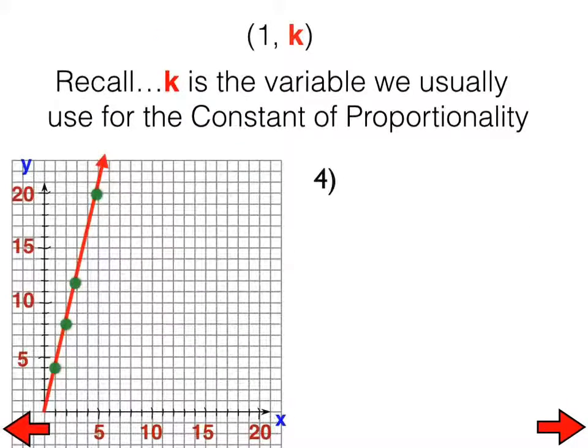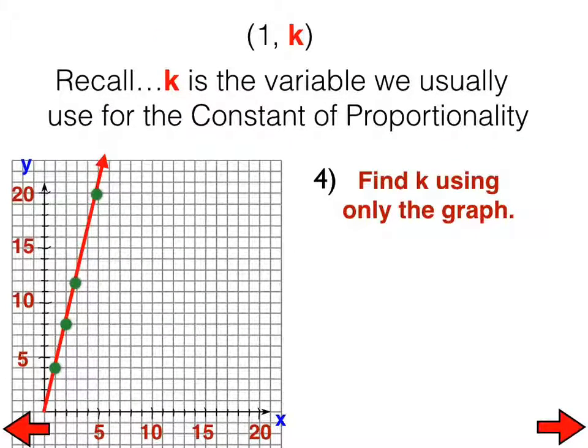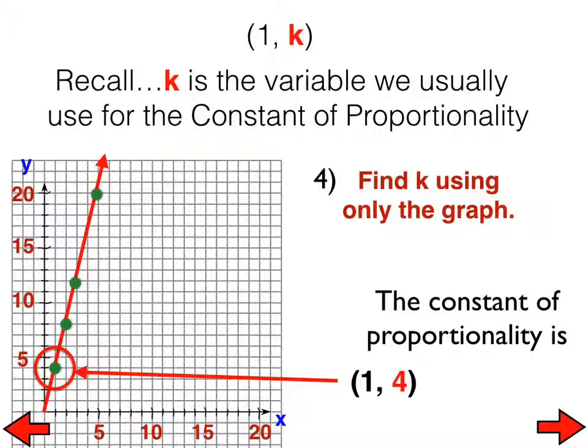All right. Number 4. I graphed it for you this time. I want you to find K using only the graph. Practice using that (1, K). What's K? 4. Good. Over 1, up until I hit the line, and it happens to hit at 4. So you're going to label it (1, 4), in parentheses, please. Label it on your graph. K equals 4.